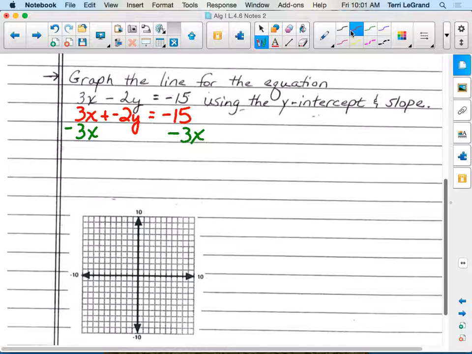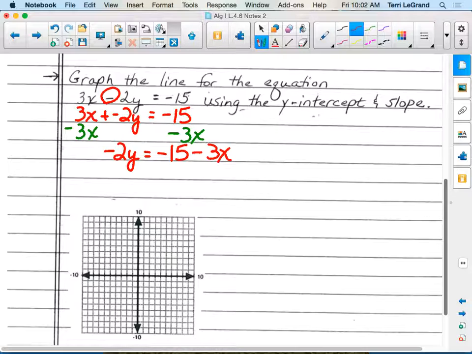Now, here's why it's beneficial for most of us to change it to add the opposite. Oftentimes students look at this right here and say, well, there's subtraction going on, so the undoing of subtraction is addition. I need to add 3x to both sides. That's not 3x plus another 3x is not going to make those x's move. They're not going to get out of there. Okay, so now we have the negative 2y by itself. Negative 15, take away 3x.